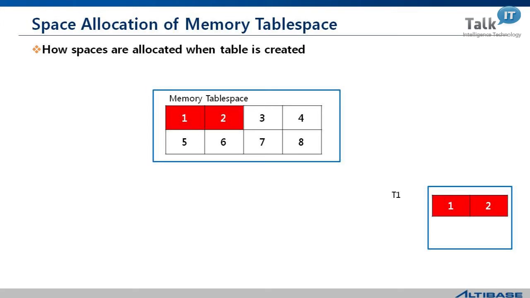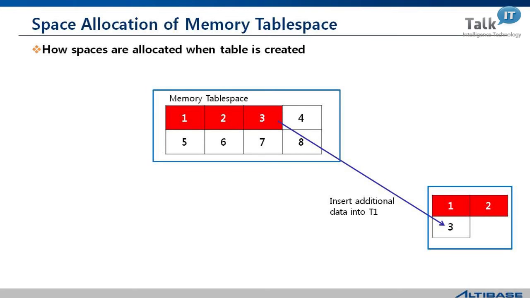Okay, let's insert another data into T1. Okay, another insert has been executed. Okay, same thing. The table T1 needs another free page. So as the memory table space allocates another free page to T1, the page status of page 3 from the memory table space is changed from free to used. And that free page is allocated to T1.